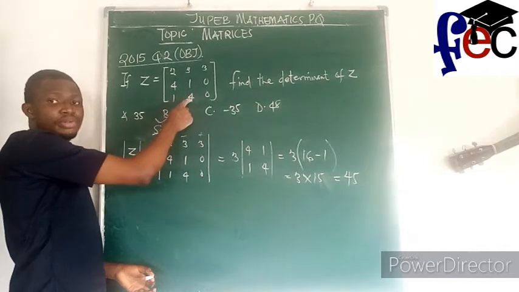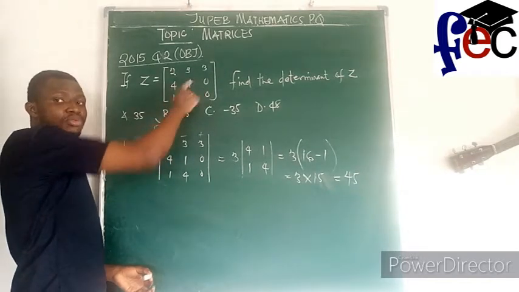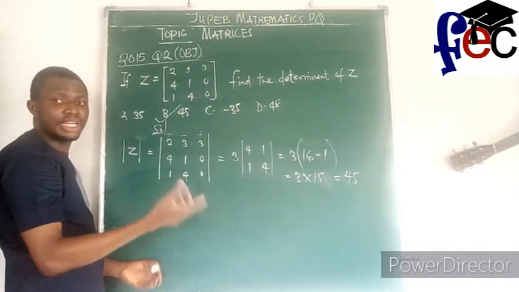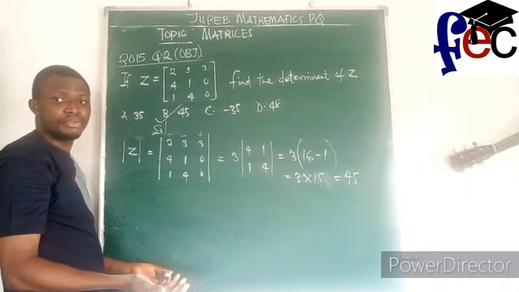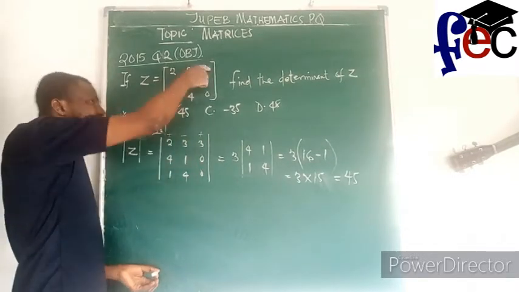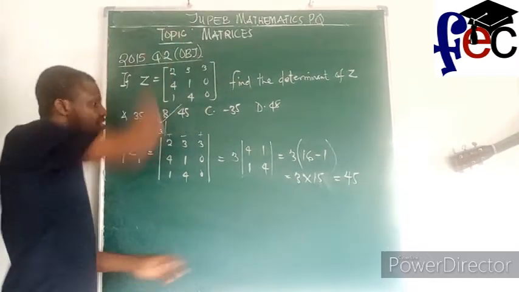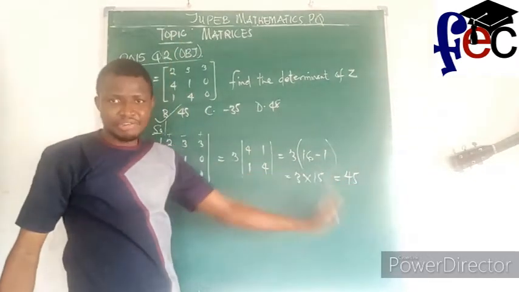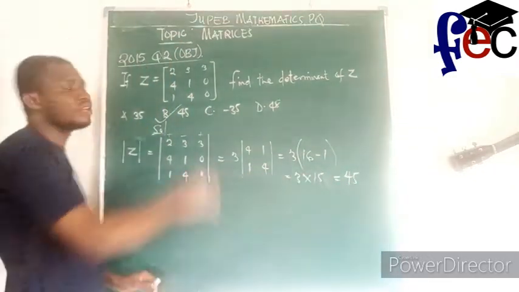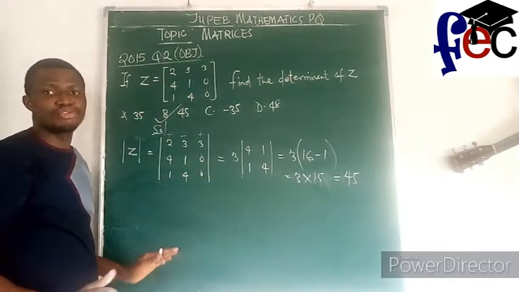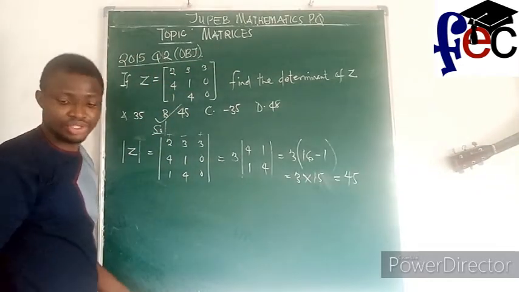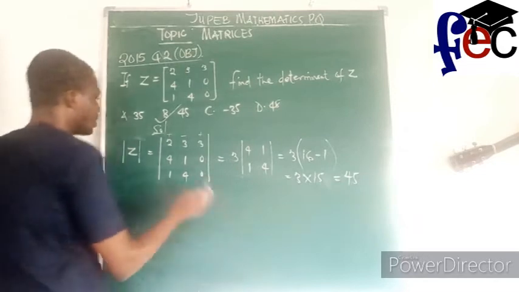The determinant of this 2 by 2 matrix is what? 4 times 4, 16, minus 1 times 1. That's 1. That's 16 minus 1 is 15. So 15 times 3, that's the determinant of this matrix. Do you see how fast it is? Now let's use the conventional way that you are used to and let's see if we get the same result. It's just that one will take you longer time.